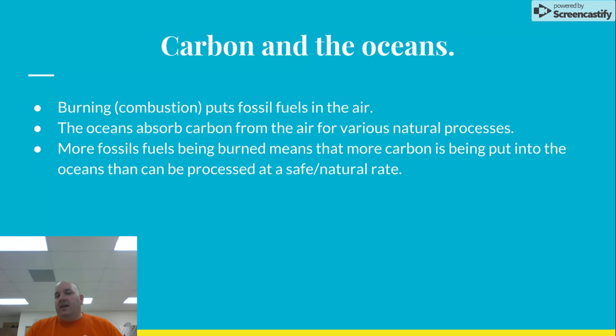The ocean works kind of like a sponge. It soaks up a lot of that carbon and uses it for the various processes that it does. But it can only process it at a certain rate, and we're putting way more carbon out there than the ocean can safely absorb. So we're actually turning the oceans acidic, which means the oceans are not going to be able to support the wildlife that they have. It's a very dangerous thing that we're doing, so we need to learn to control that.